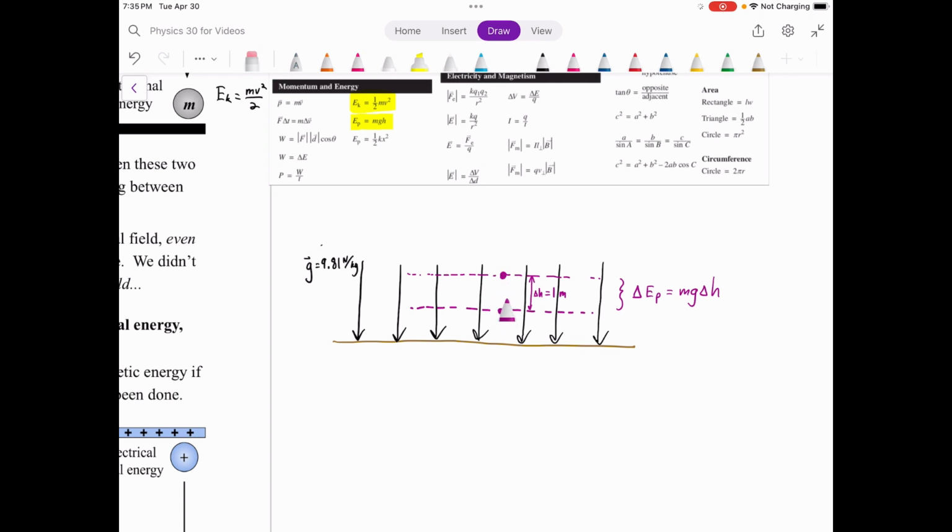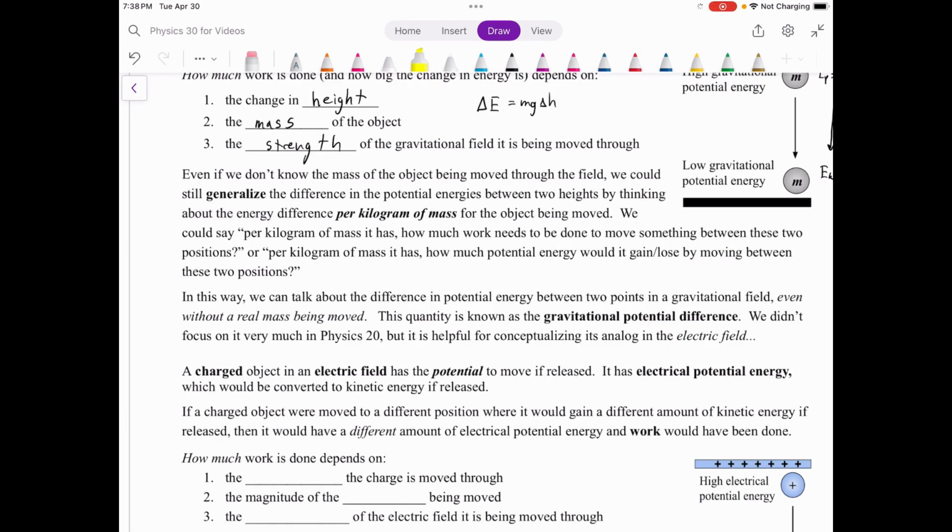We all know it has a different amount of potential energy here than it does here, no matter what the object is. And now we can come up with a way to describe that. We just say, okay, so per kilogram of mass that it has, its energy will change by this much. Essentially what we're doing is saying the change in energy per kilogram will just be equal to the gravitational field strength times how far you want to move it through that gravitational field. And so that's what this section of the notes here is explaining.